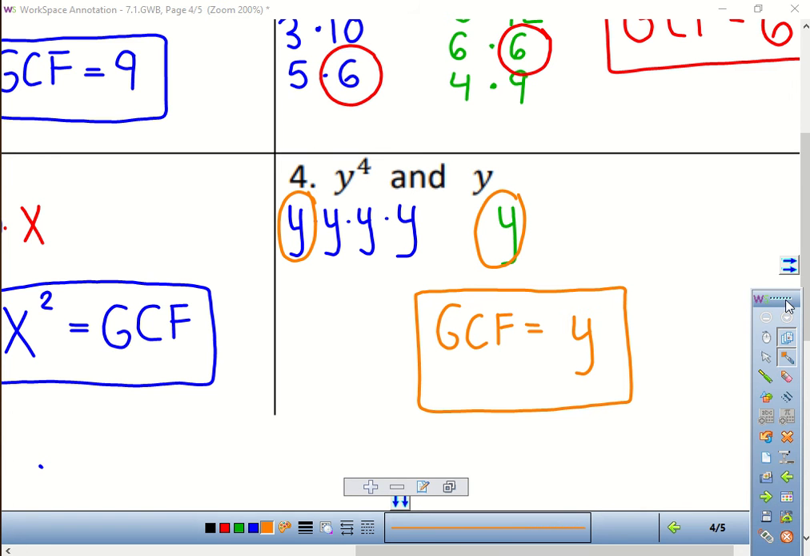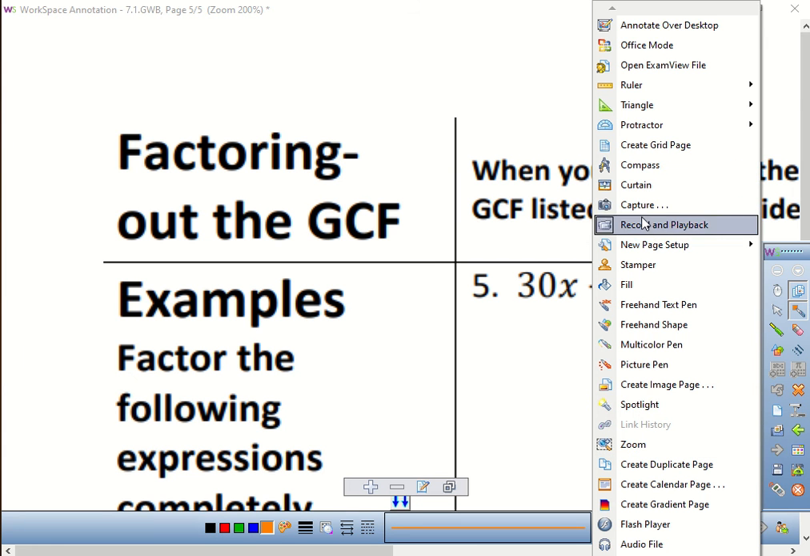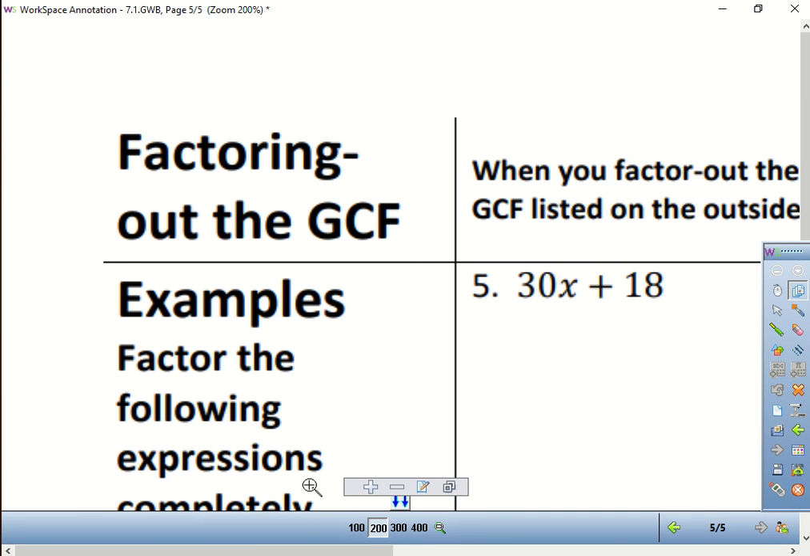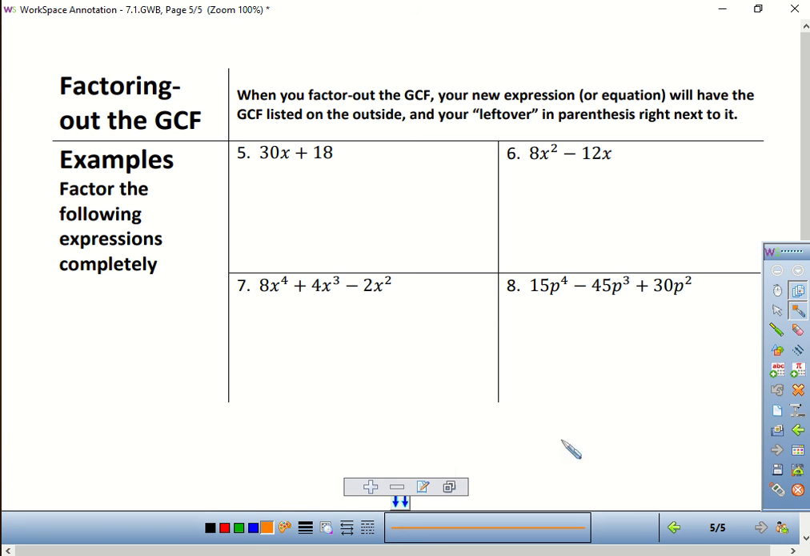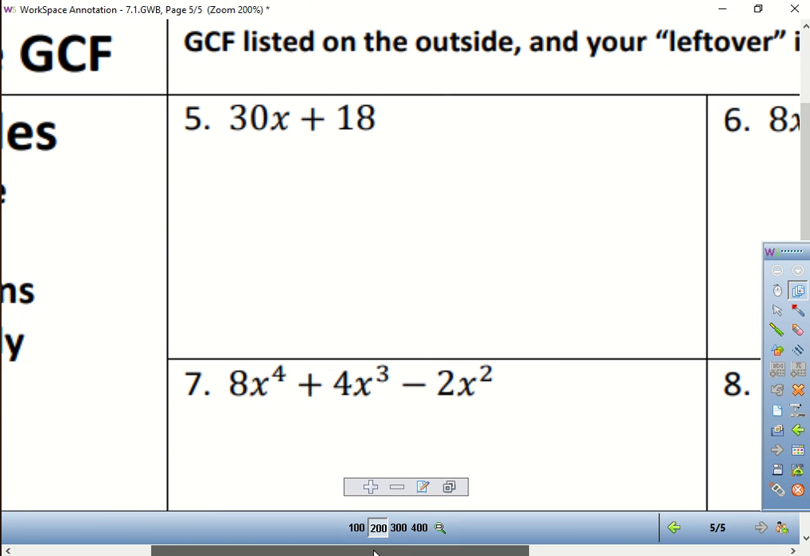Okay. So now we are going to move on to factoring out the GCF. So we've just practiced finding the GCF. But the reason we ultimately find the GCF is so we can factor it out of mathematical expressions with multiple terms. So when you factor out a GCF, your new leftover expression, or equation if there's an equal sign involved, will have the GCF listed on the outside and your leftover parentheses right next to it. So basically, you're going to be factoring out whatever you find to be the GCF.